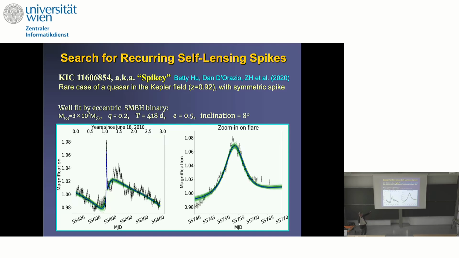This is the light curve. This is days, so this is 1,000 days, 55,000, 56,000. There's a flicker, flare, and then decay. If you zoom in on this flare, this is here 30 days. The flare looks like that.